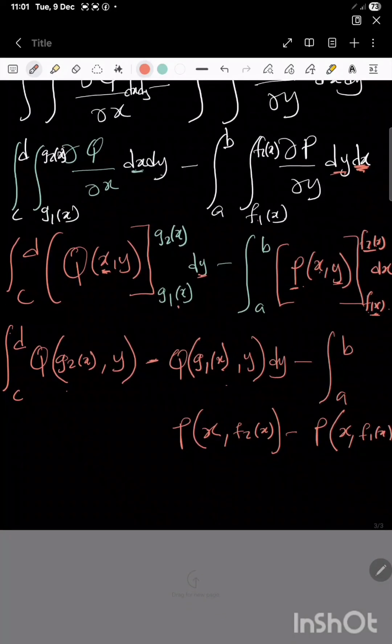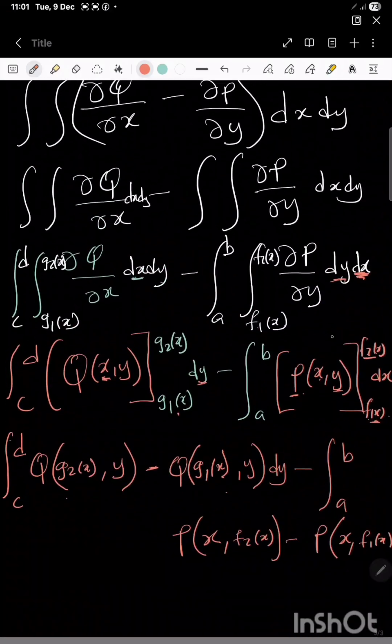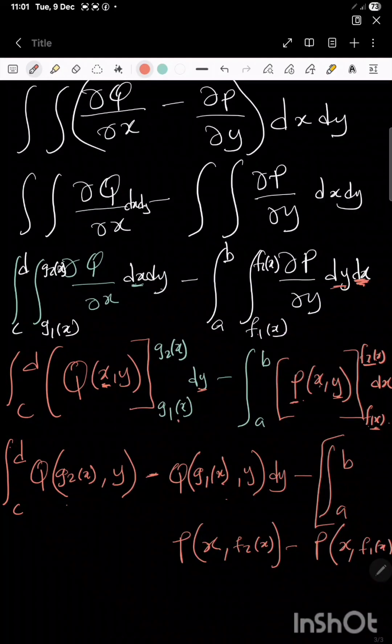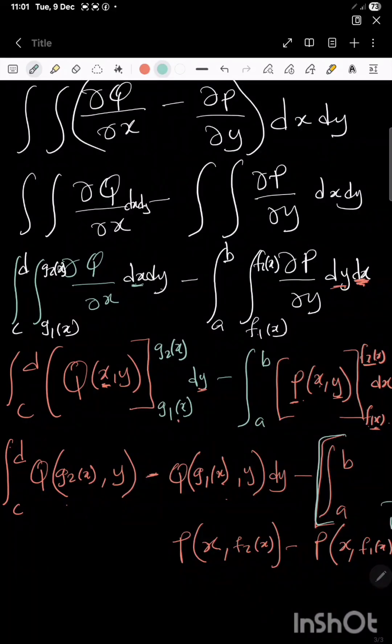Now after putting the f1 of x, we can even do this. Or let me use another color. Okay, don't forget that at the end there is the dx here. At the end of it, there is the dx.